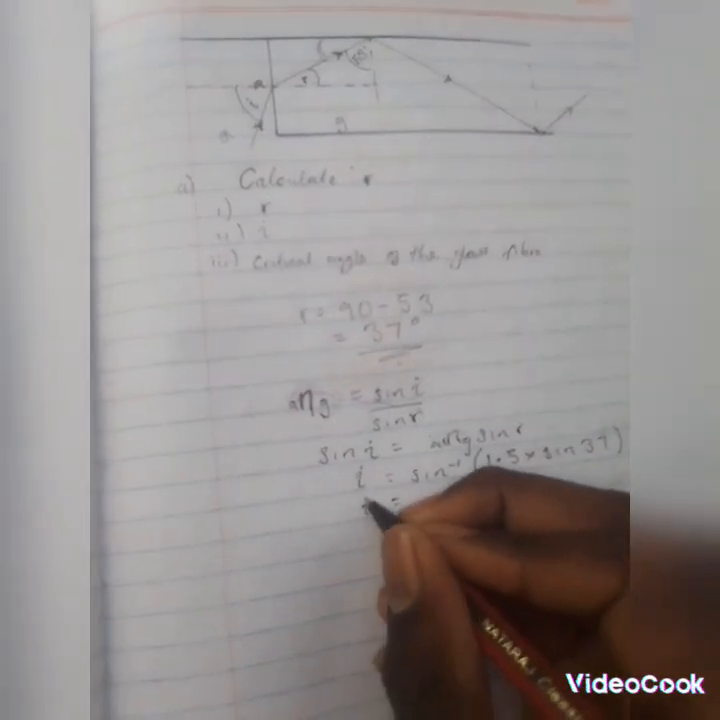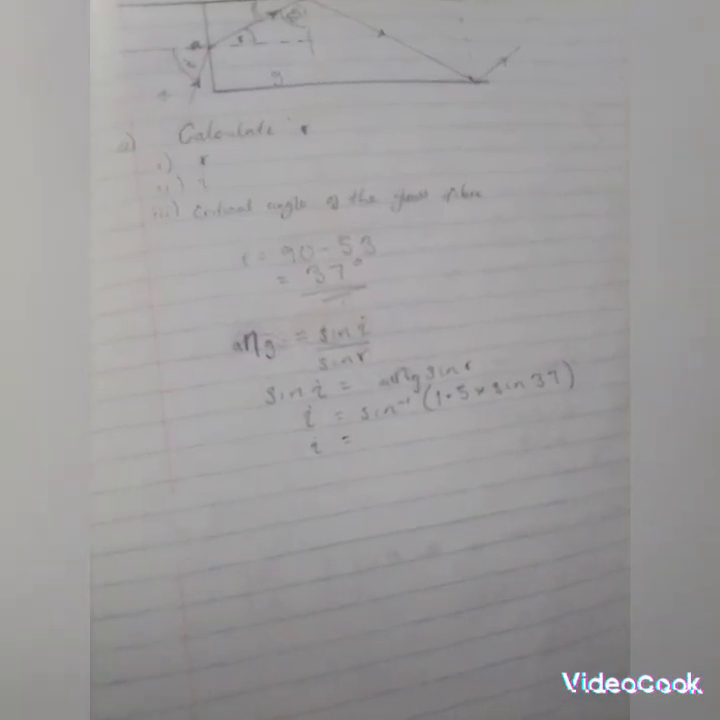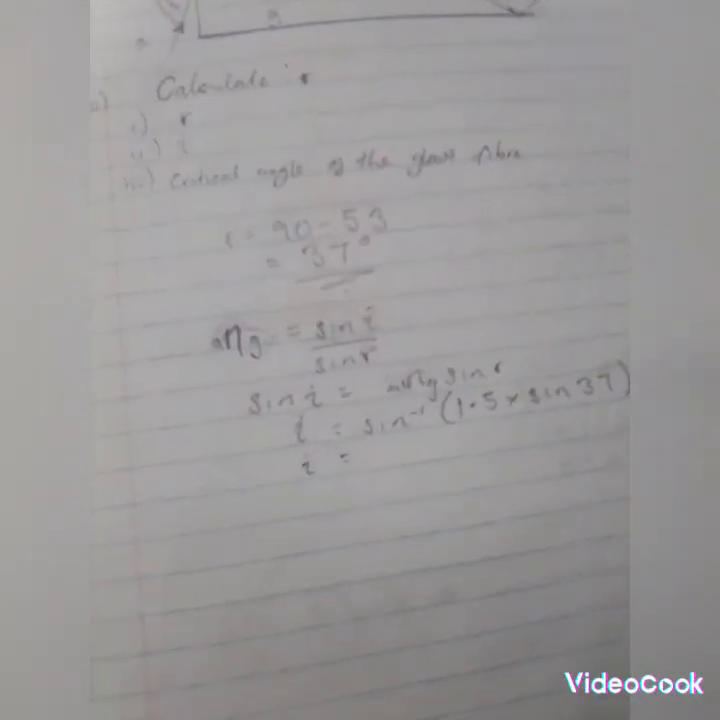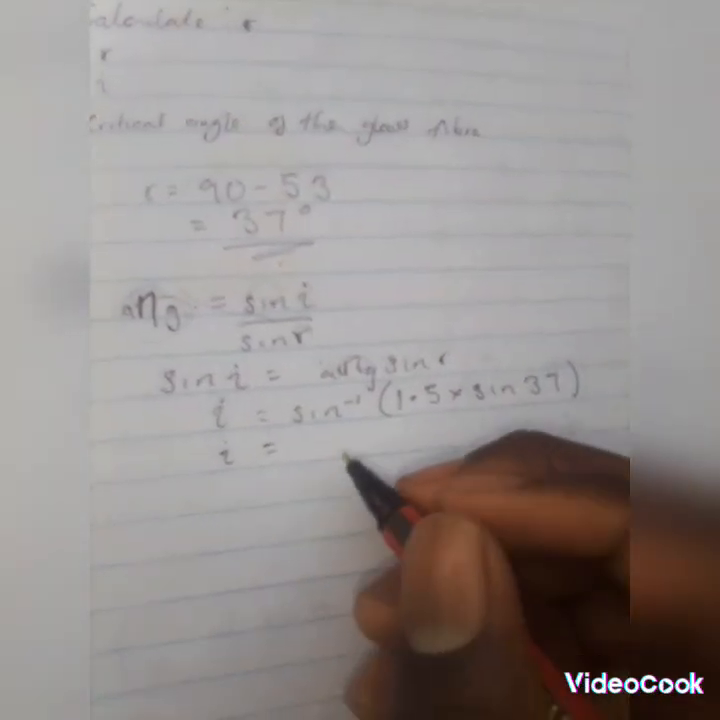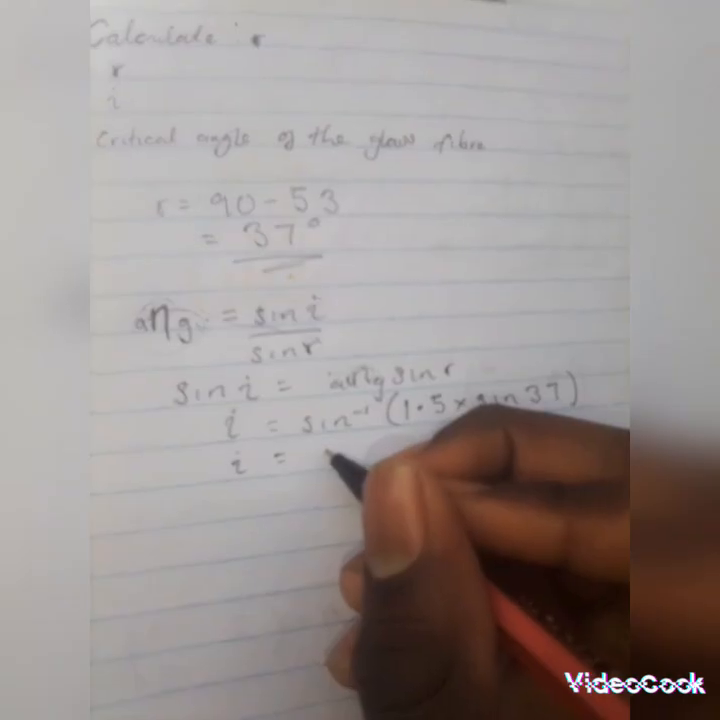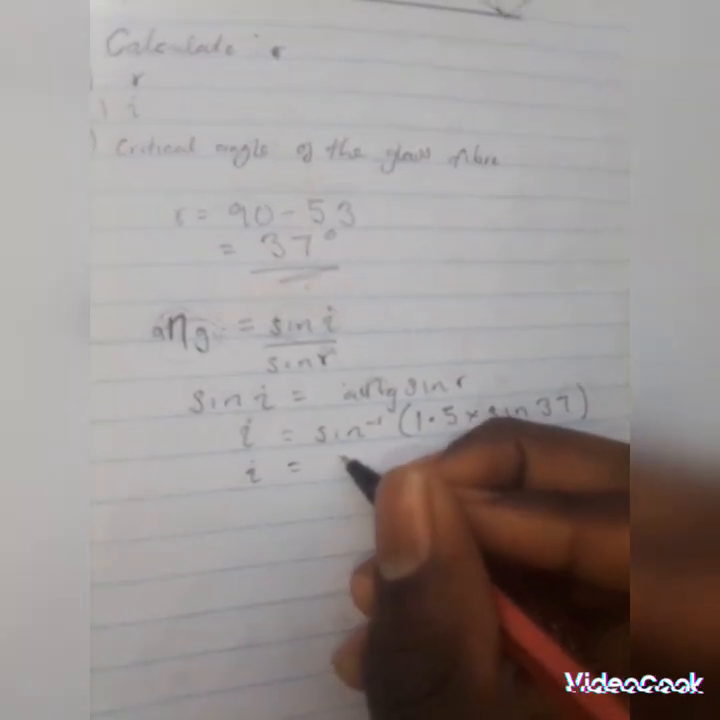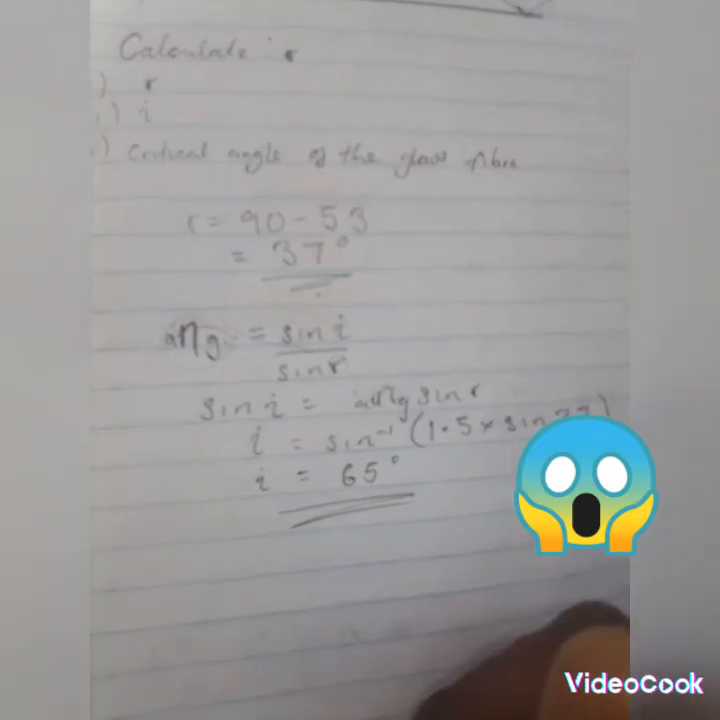Then if you punch that into a calculator, you're going to get something like 64 point something. But yeah, let's just leave our answers correct to two significant figures. So we're going to say that's equal to 65 degrees.